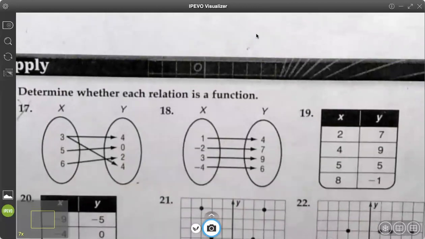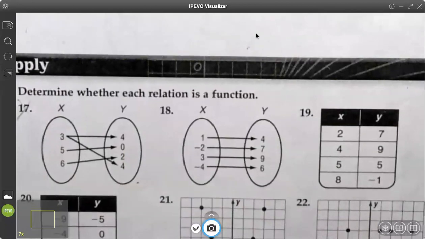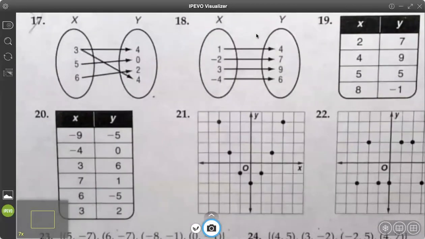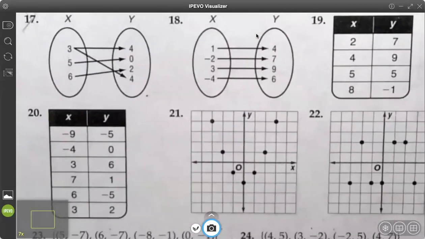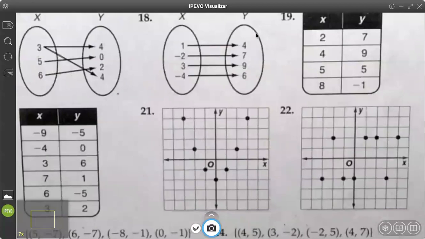What about 18? Is that a function? Yes. Number 19, is that a function? Yes. Number 20, is that a function? No. What x value messes it up? The 3. 3, 6, 3, 2. 21, is that a function? Yes. 22, is that a function?